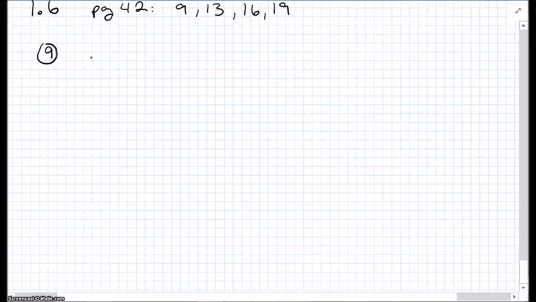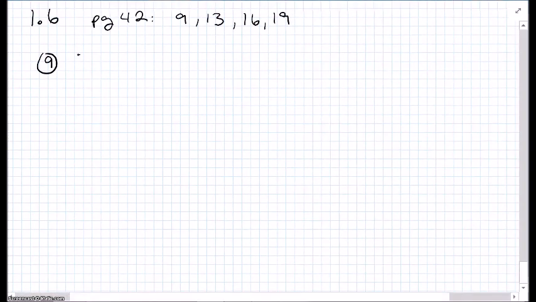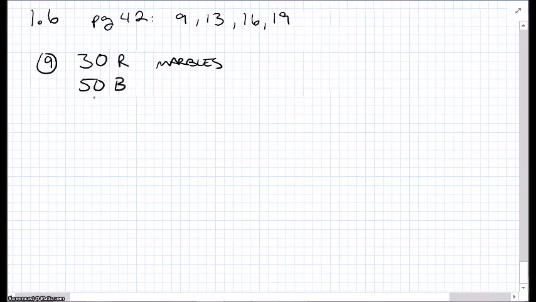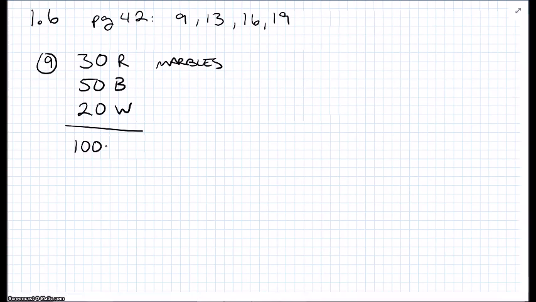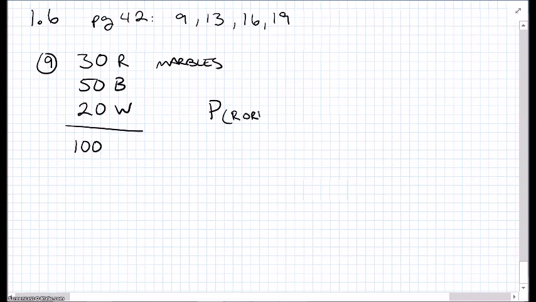All right, a jar contains 30 red marbles. So there's 30 red marbles. It contains 50 blue marbles and 20 white marbles for a total sample of 100 marbles. You pick one marble from the jar at random. Find the theoretical probability. Find the probability it is red or blue.